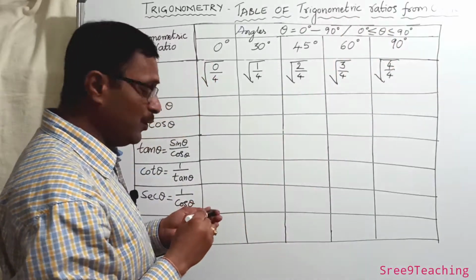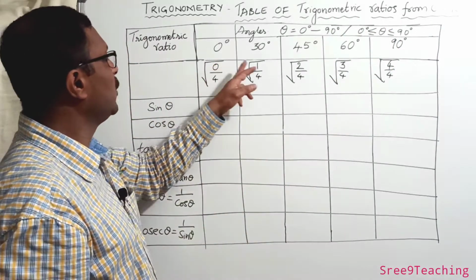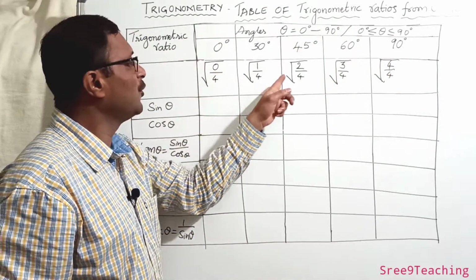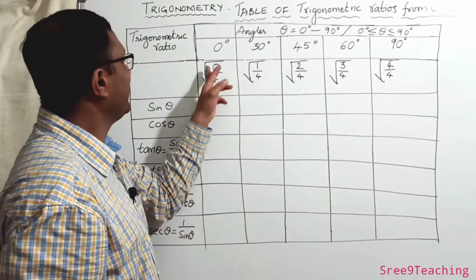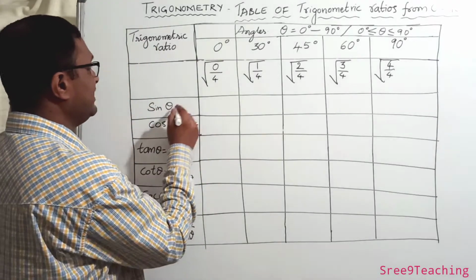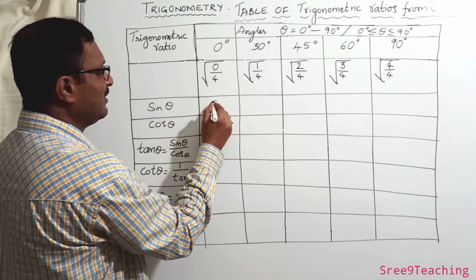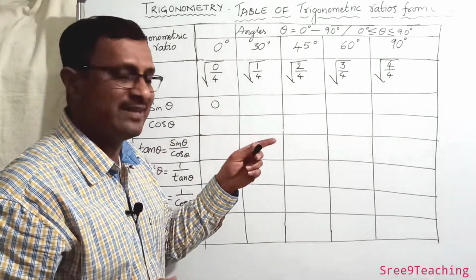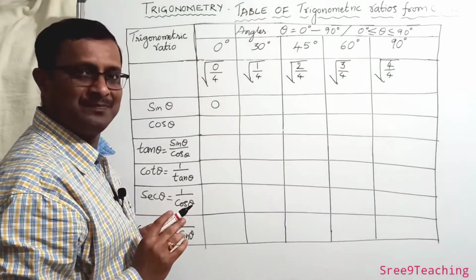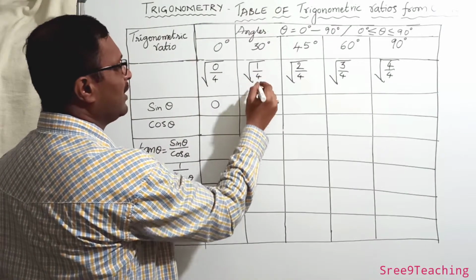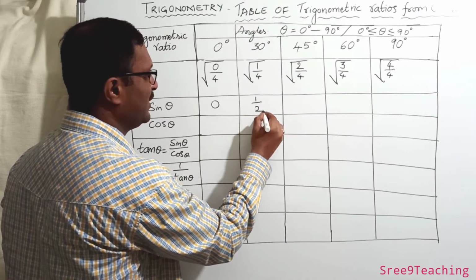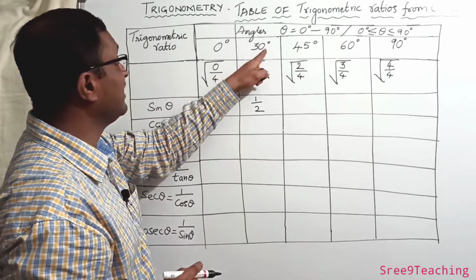So what did we do here? We wrote 0, 1, 2, 3, 4, and each number is divided by 4, and we have taken the square root for all the numbers. Now you see how we get the values. First we will get all the values for sin theta, then the remaining values. Suppose sine 0. Now 0 by 4 is nothing but 0, so sine 0 is 0, right? Now root of 1 by 4: root 1 is 1, and the square root of 4 is what? 2. So that's why it is 1 by 2. It is nothing but sine 30 degrees is 1 by 2.